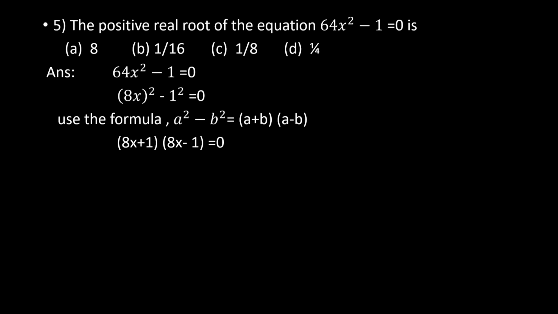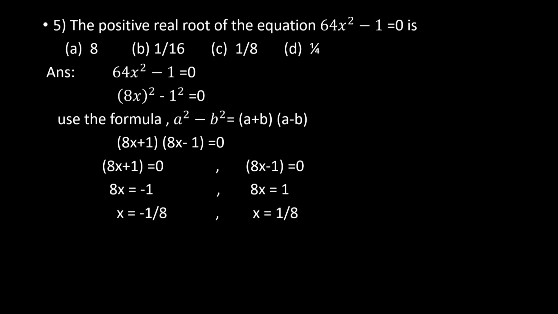Now I'll take both terms equal to 0 separately. Then I'll get 8x plus 1 is equal to 0, 8x minus 1 is equal to 0. Now I'll take this 1 to the other side. Then it will become 8x is equal to minus 1, and the other one 8x is equal to 1. Now I'll take 8 down, so then I'll get x is equal to minus 1 by 8, and x is equal to 1 by 8. Now I get 2 values, but here we need positive real roots. So option C, 1 by 8, is the correct one.